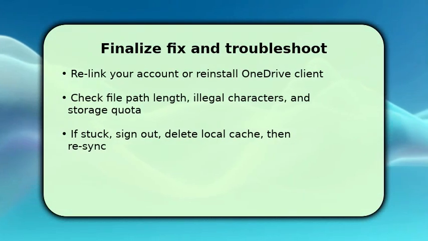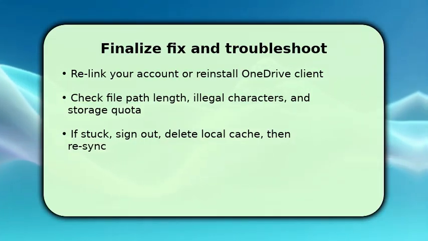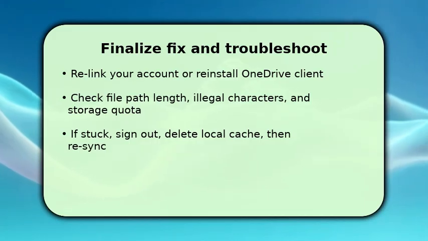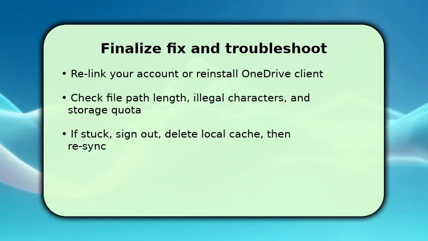Finish by relinking or reinstalling when the reset did not fully resolve issues. Unlink your account from OneDrive settings, then sign back in to force a full resync. Also verify file path lengths under 260 characters, remove illegal characters like asterisk, and confirm you have sufficient OneDrive storage.